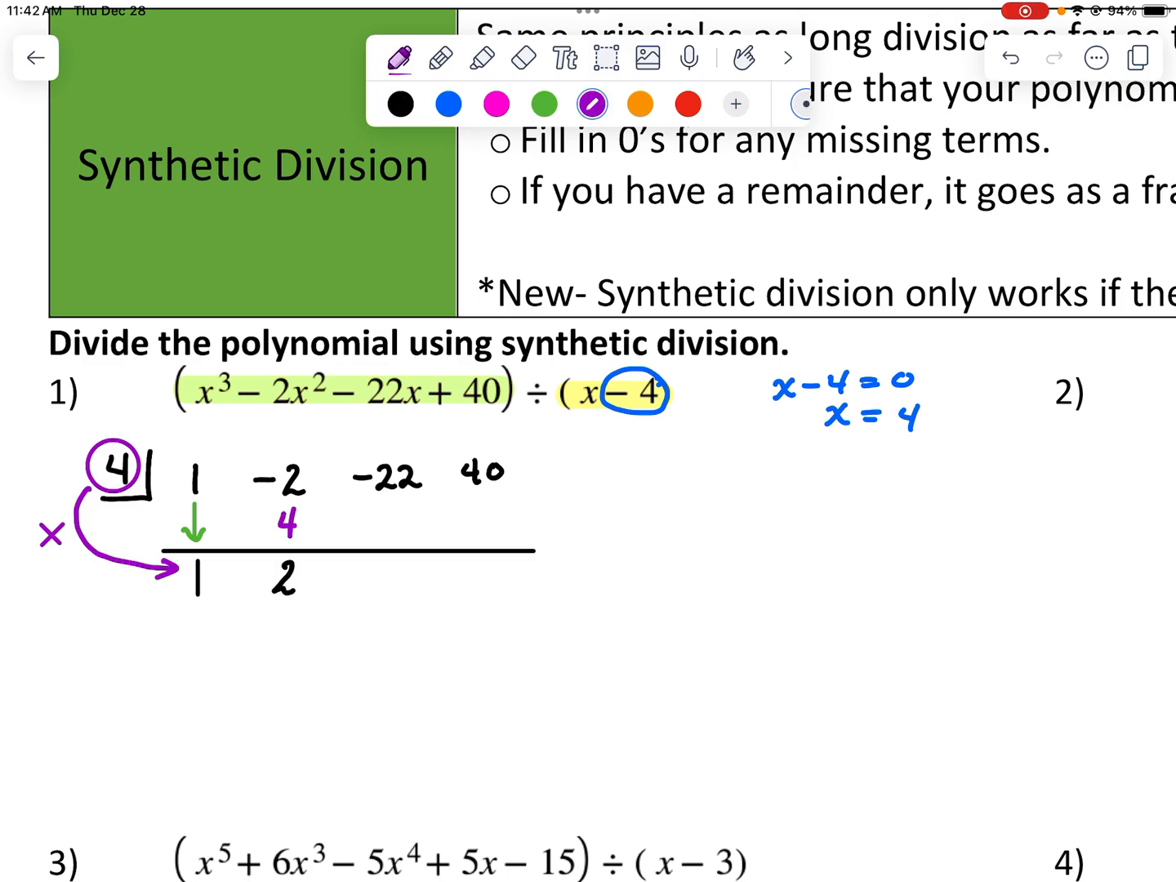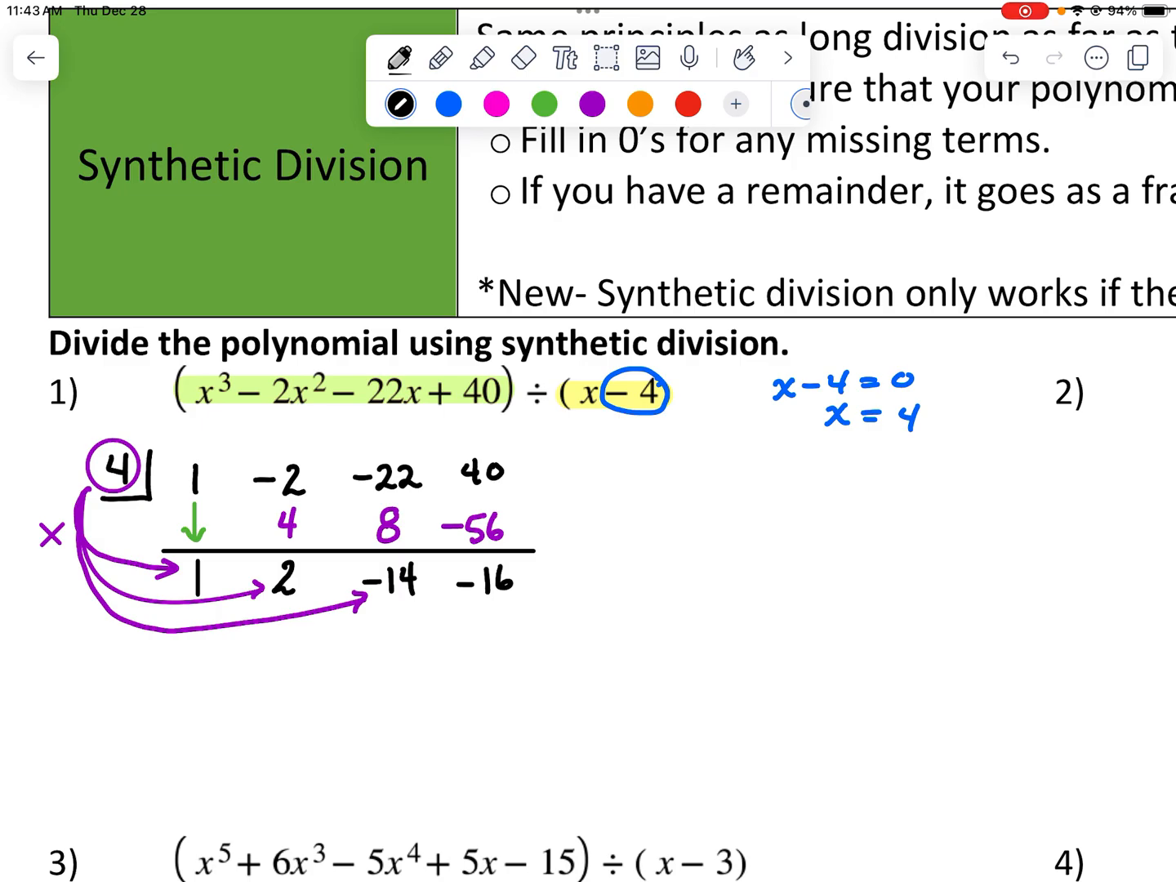And then we're going to begin the process again. We're going to take 4 and multiply it by 2. And 4 times 2 is 8. And then we are going to take negative 22 plus 8, and negative 22 plus 8 is negative 14. And then we're going to go one more time. We're going to take 4 times negative 14. And 4 times negative 14 is negative 56. And then we are going to add 40 minus 56 and get negative 16.